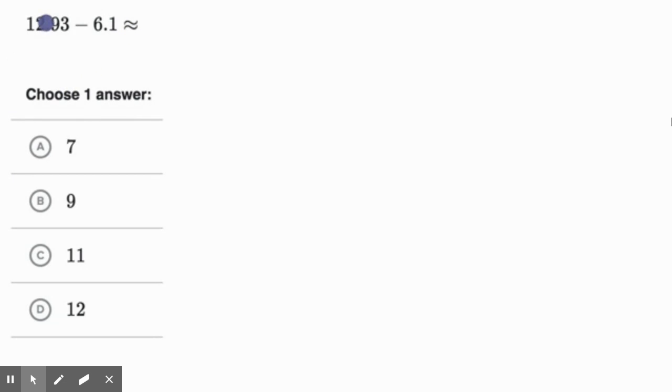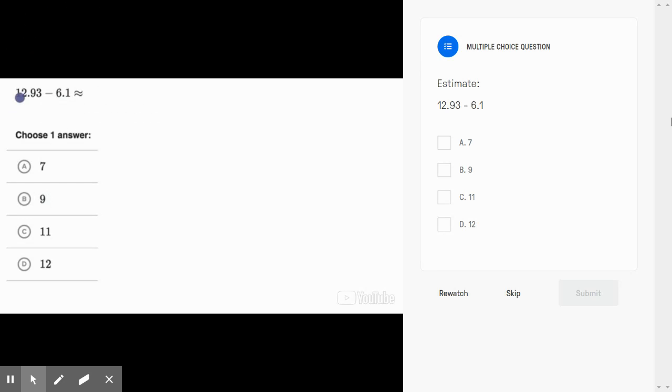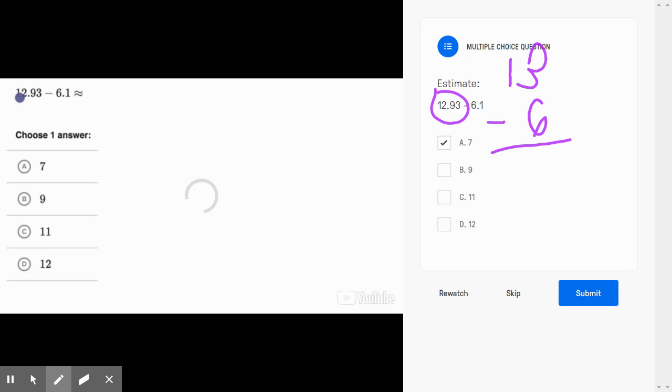Well, let's think about it. The way my brain would do it is 12.93. So go ahead and take the next 30 seconds to estimate what is 12.93 minus 6.1. Is it A, B, C, or D? All right, so if you put A, then you are correct because we round 12.93 to 13, because that is the nearest whole number. I'll write that on there real quick. We round 12.93 to 13 minus, and then we round 6.1 to 6. 13 minus 6 is 7.